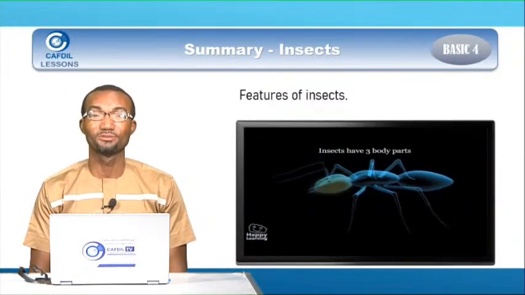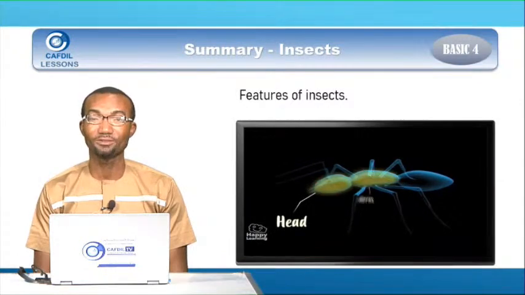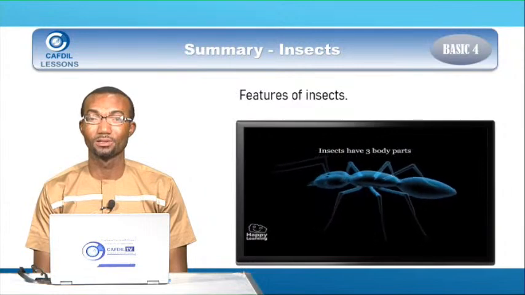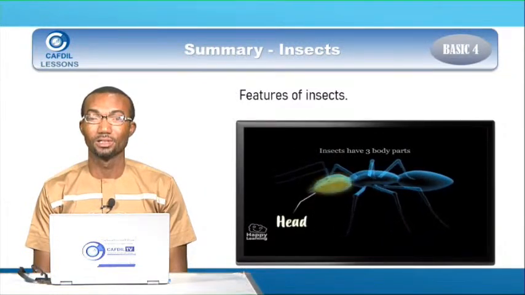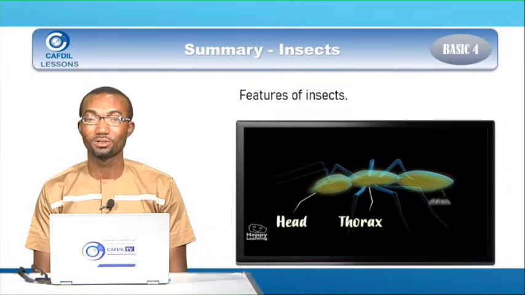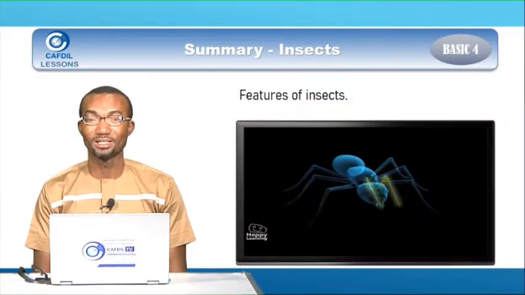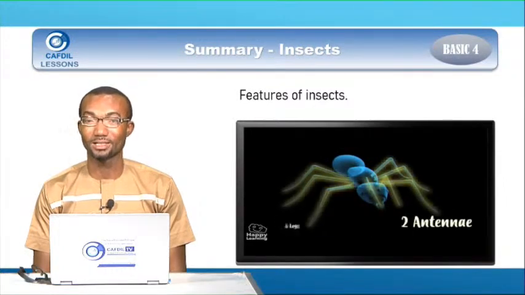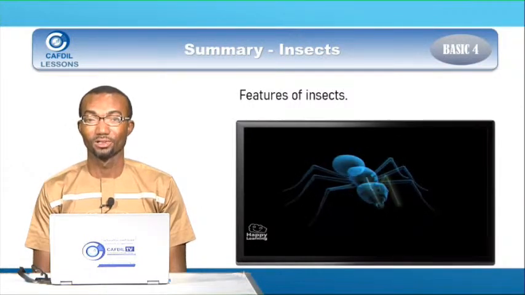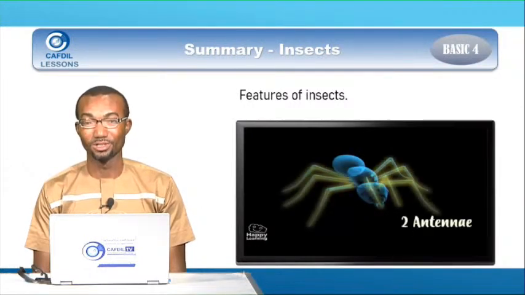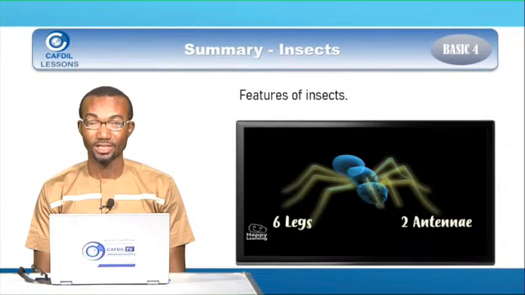We also looked at features of insects, and we said they have 3 body parts: head, thorax, the middle part, and abdomen. These are the parts of an insect. They have 2 antennae, which they use as a sense organ, and 6 legs.